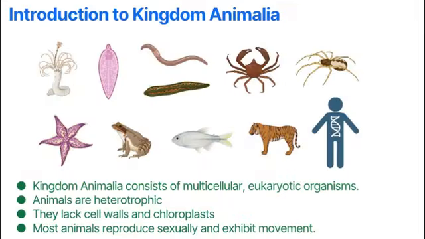Kingdom Animalia is made up of multicellular organisms that are eukaryotic, meaning their cells contain a nucleus. Unlike plants and fungi, animals do not have cell walls or chloroplasts. They are heterotrophic, meaning they depend on other organisms for food. Most animals have the ability to move and reproduce sexually.